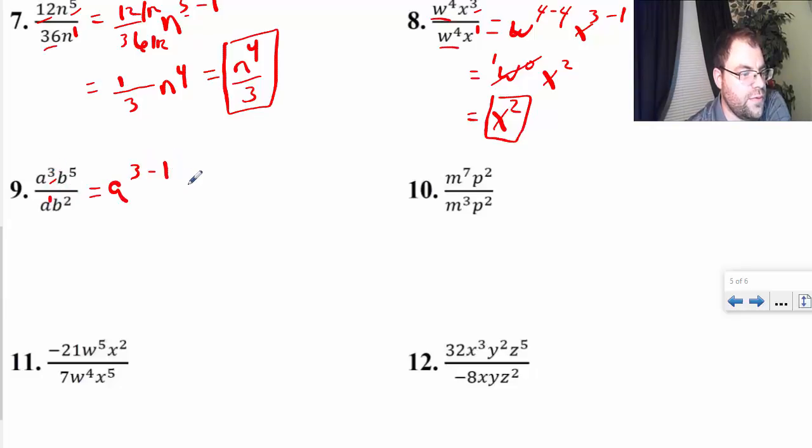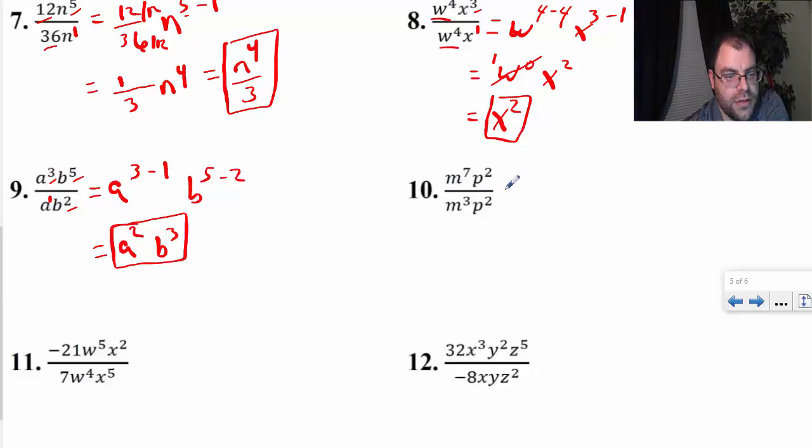So the power of 3 minus 1. We got b to the power of what? 5 minus 2. So the exponent of a is 3 minus 1, which is 2, a squared. And then the exponent of b is 5 minus 2, which is b to the power of 3, or b cubed. So this answer is a squared b cubed. That's pretty straightforward.